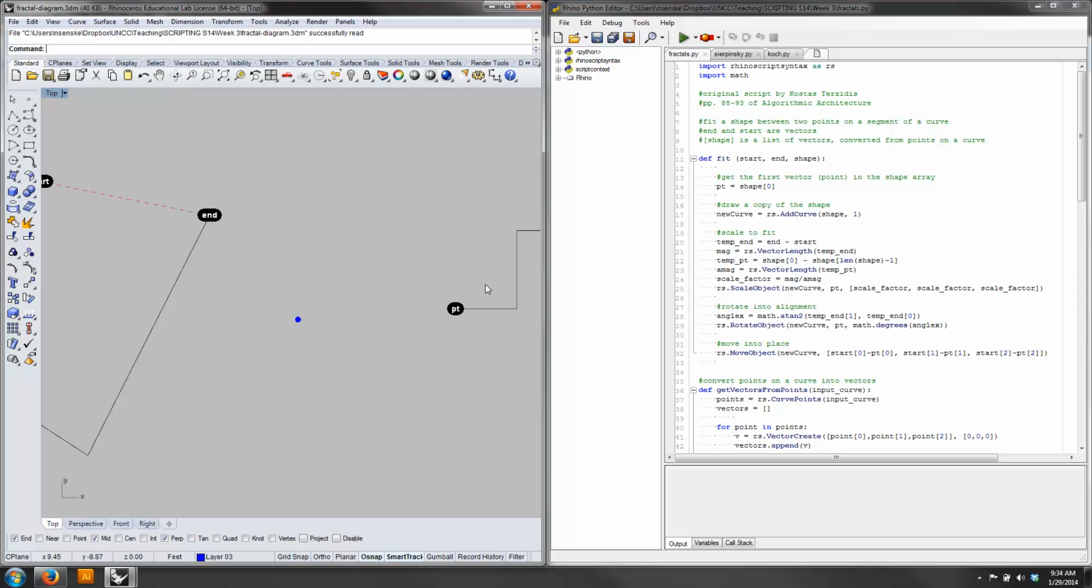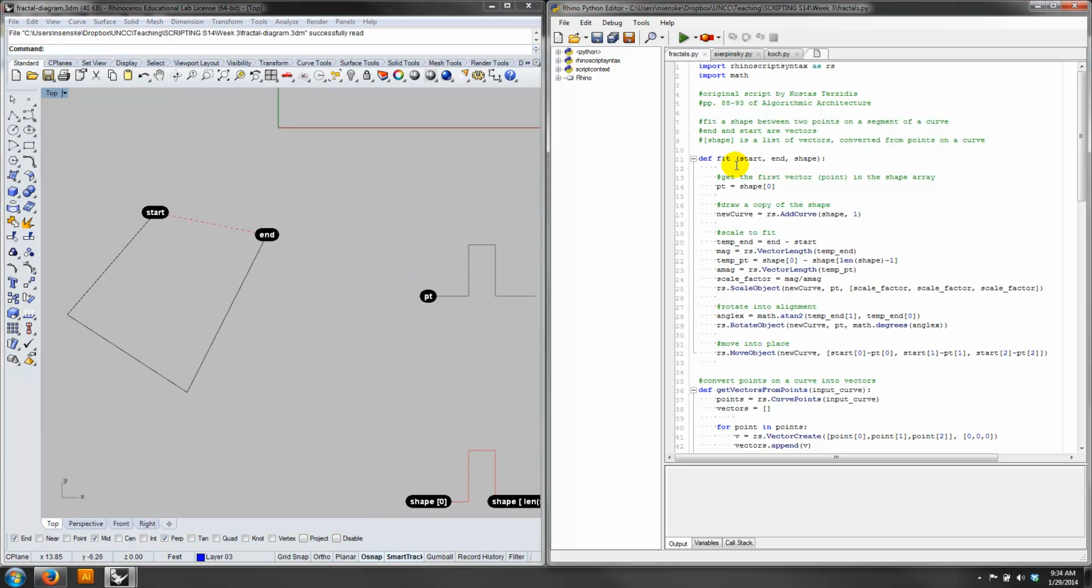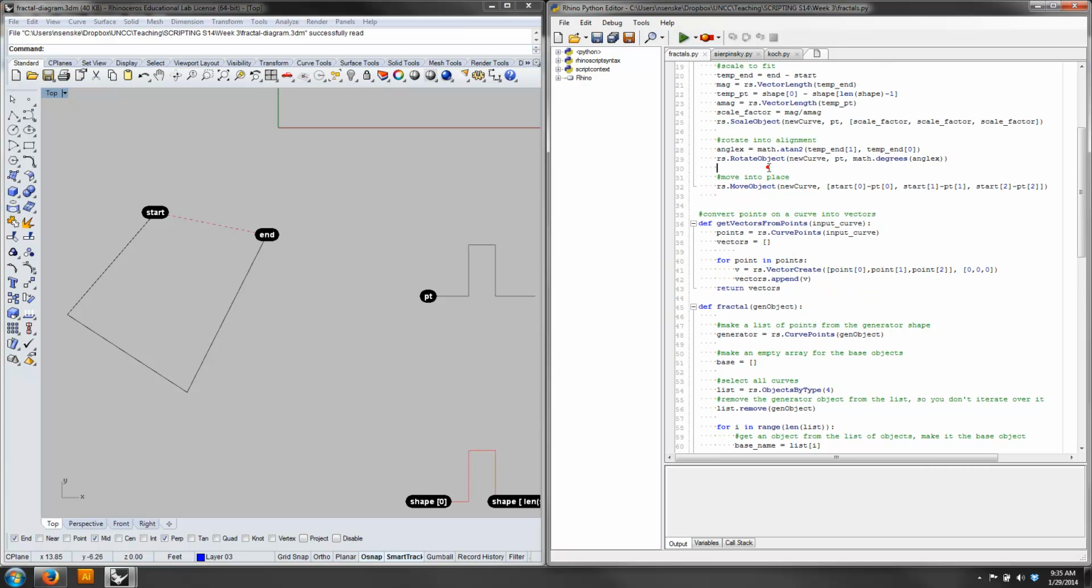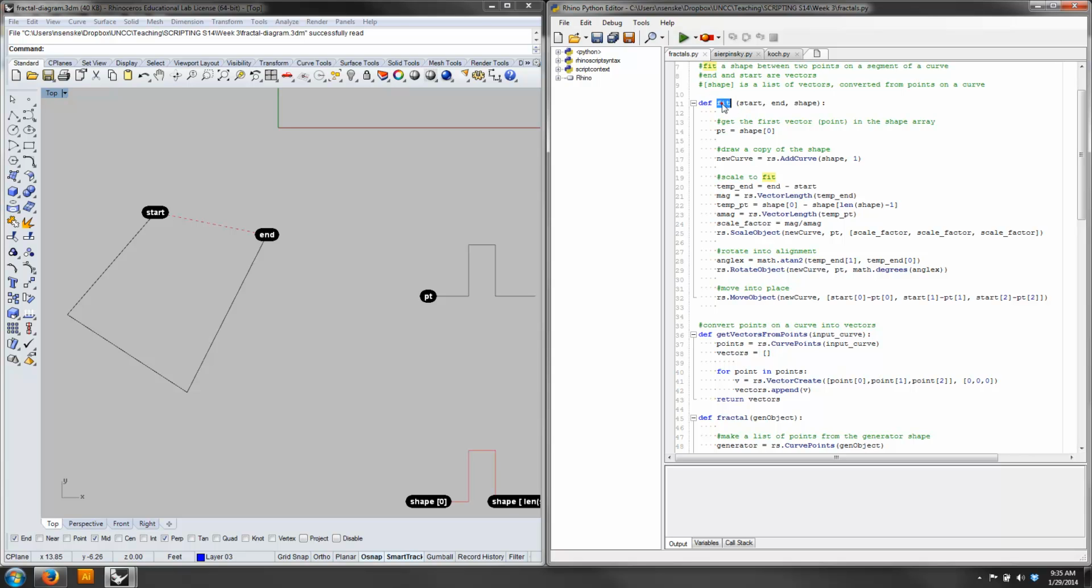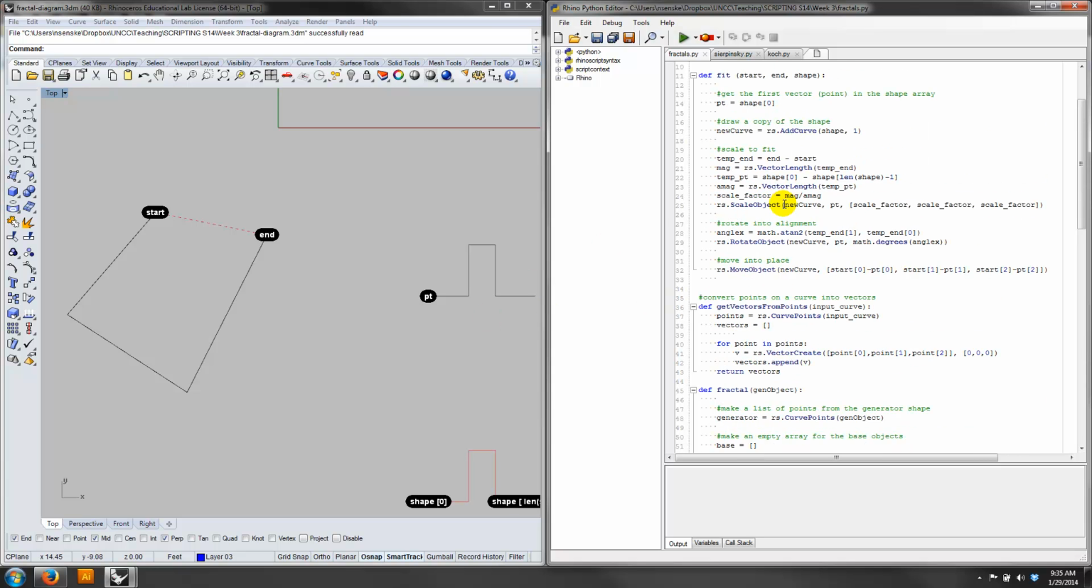All right, so right away, there are 3 functions in this fractal, and basically the core function is called fractal, but it makes use of 2 other functions: get vectors from points and fit. Those are the ones that are actually doing a lot of the heavy lifting inside of fractal. So let's start off by taking a look at fit, because that's the one that needs the most explanation.